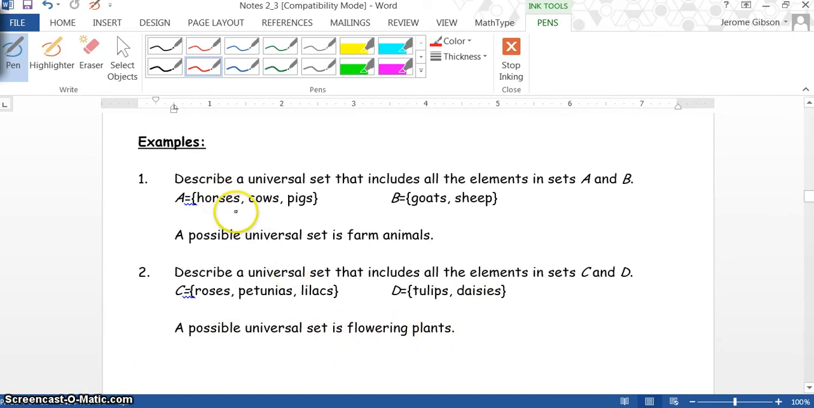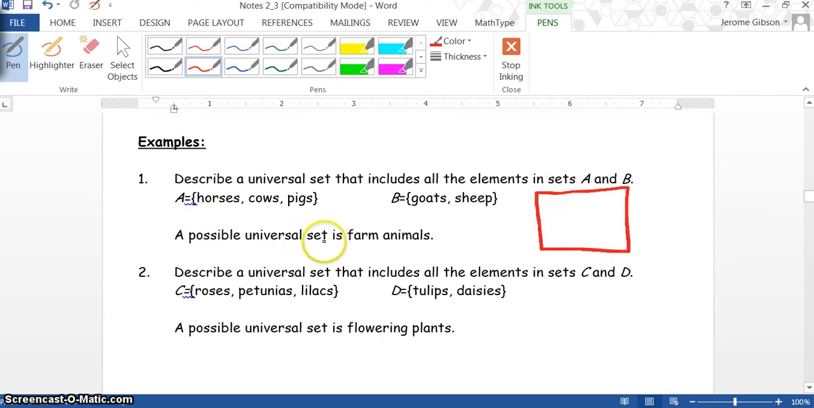Now let's take a look here. First of all, in set A we have horses, cows, pigs, and then in set B we have goats and sheep. We notice that none of these elements are the same. So what we could do is this: we could draw our box here.